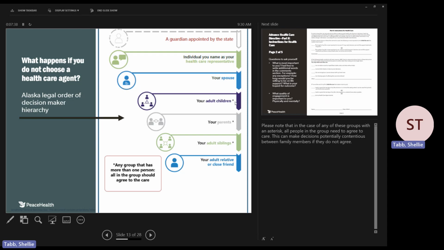So one of the reasons why we encourage people to pick one person is then you kind of eliminate that conflict that can come up if you have people who disagree on what your care should look like. And it really can hurt relationships and cause a lot of discord in a time that's already very, very stressful for a family. So we really encourage people to name that person so that it's very clear who you want speaking on your behalf.